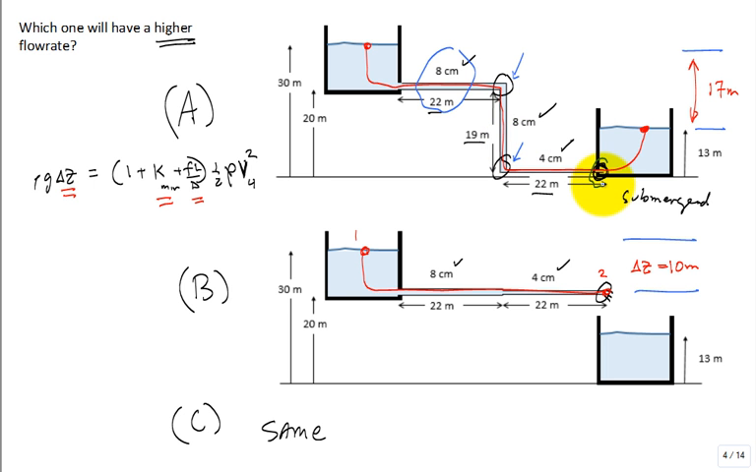So this loss coefficient here, that will be 1. A submerged exit is a loss of 1. All that kinetic energy is dissipated in the flow that it shoots out into that tank. So let's see how you did. Oh, what's the answer? Which one's going to have the highest flow rate? Why would B have it? Come on now. It's going to be A.